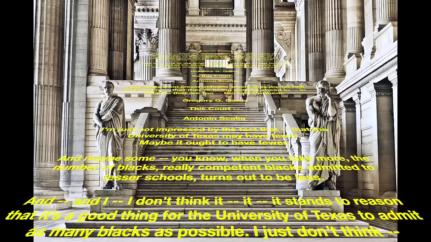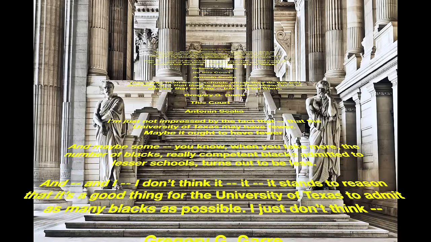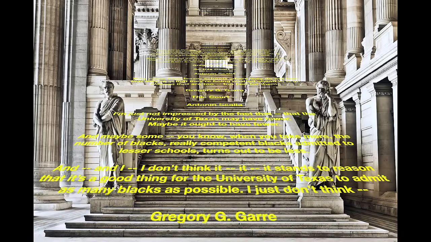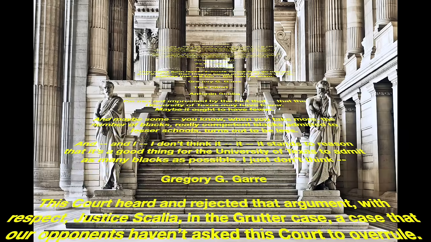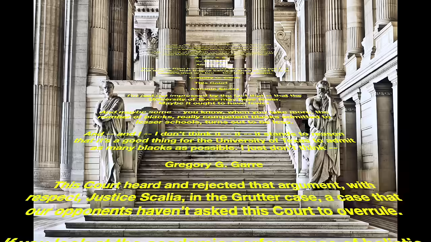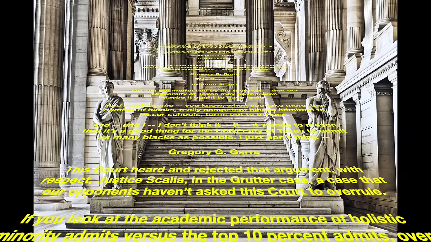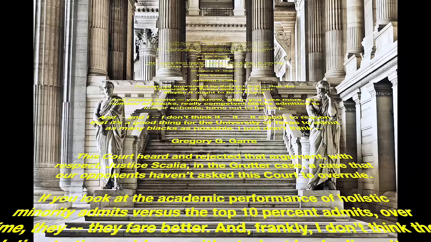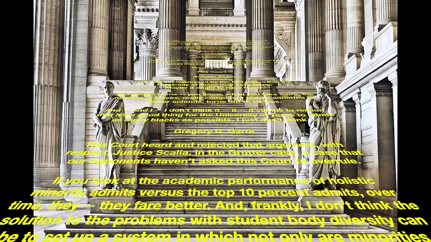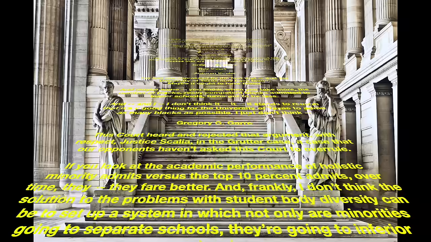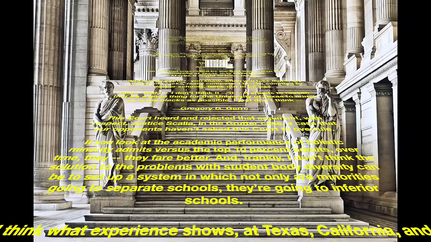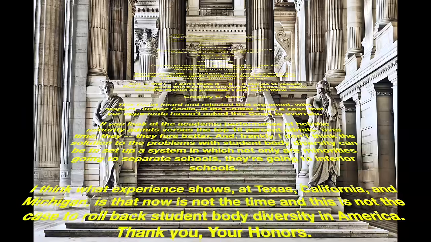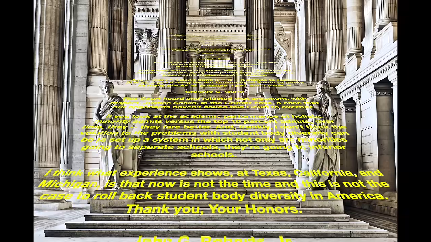I just don't think. And this Court heard and rejected that argument with respect, Justice Scalia. In the Grutter case, the case our opponents haven't asked this Court to overrule. If you look at the academic performance of holistic minority admits versus top 10% admits over time, they fare better. And frankly, I don't think the solution to the problems with student body diversity can be to set up a system in which not only are minorities going to separate schools, they're going to inferior schools. I think what experience shows at Texas, California, and Michigan is that now is not the time, and this is not the case, to roll back student body diversity in America. Thank you, Your Honors. Thank you, counsel.